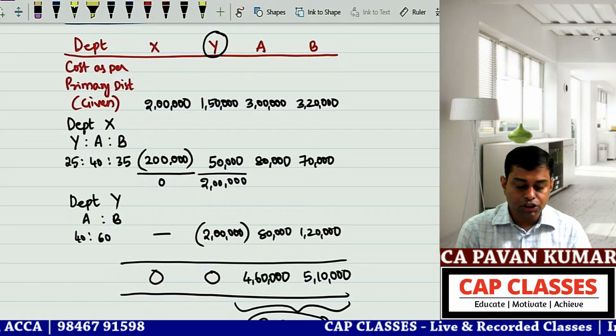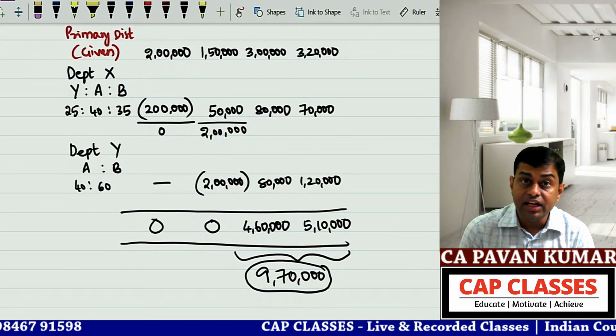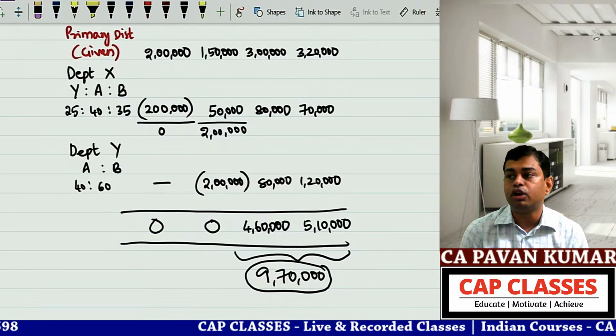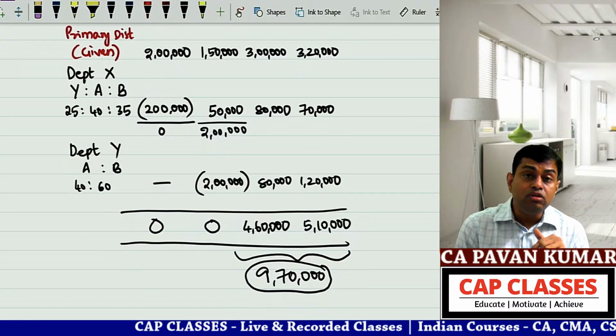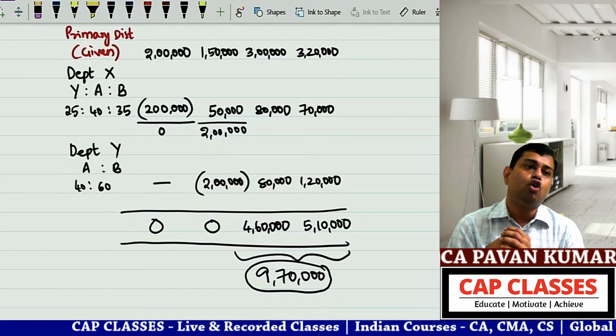With this, we'll stop here for the day, and tomorrow we'll do repeated redistribution also, which is more important, along with simultaneous equations. After that, I'll explain tomorrow what under absorption is, the accounting treatment of under absorption, what over absorption is, and the accounting treatment of over absorption.